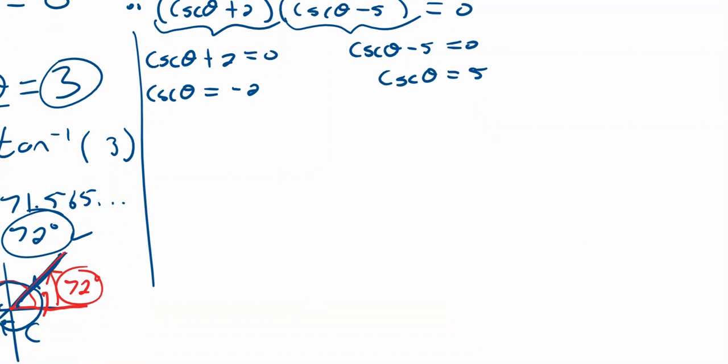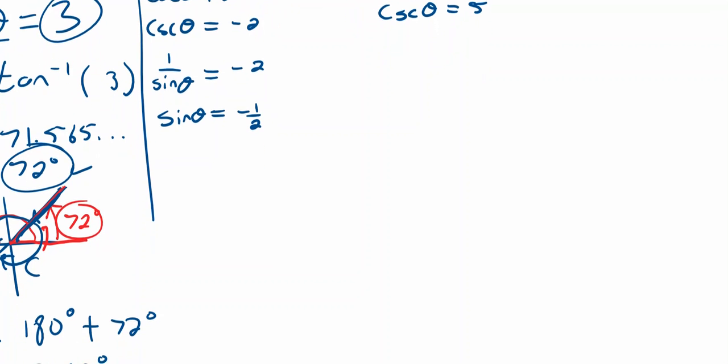Now, both of these aren't going to work out that well. Actually, no, the one won't be too bad. Cosecant theta is the reciprocal of sine. So that's 1 over sine theta is equal to negative 2. Rearranging that, we would get: where is sine theta equal to negative 1 over 2?